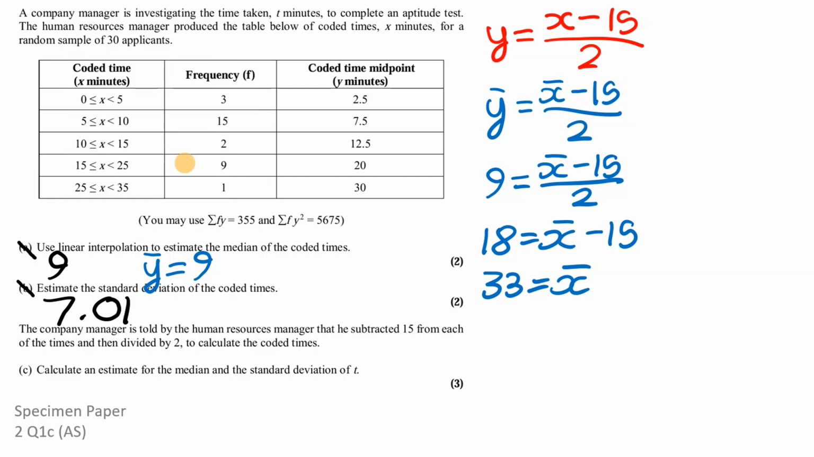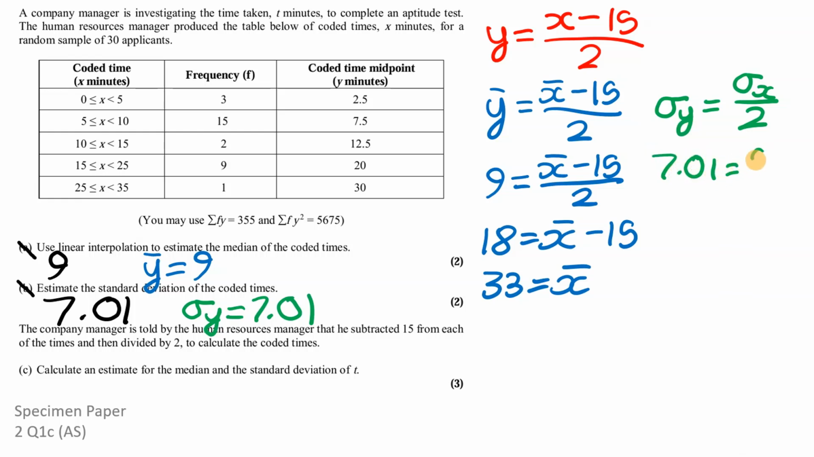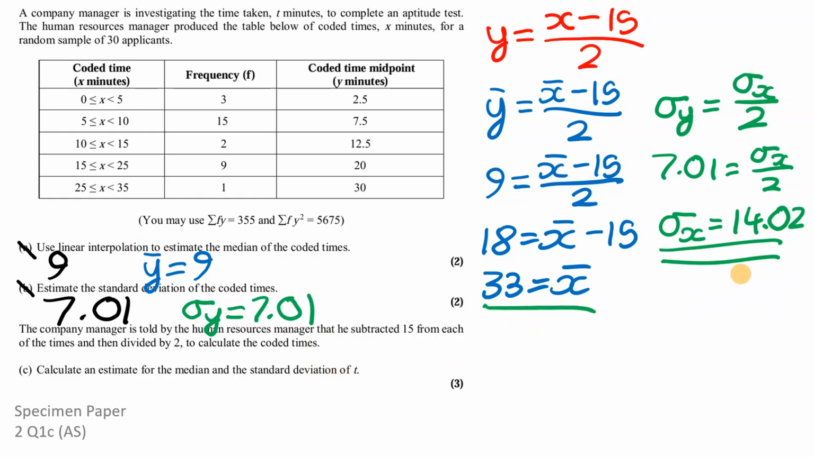Okay, so now if we focus on the standard deviations, we know that for the coded times, the standard deviation is this here, or in other words, sigma y is equal to 7.01. Now remember, the standard deviation is only affected by this 2 here, so sigma y is equal to sigma x divided by 2. We know sigma y is 7.01, so this is equal to sigma x divided by 2, and then multiply both sides by 2, so we get that sigma x is equal to 14.02, and this is the standard deviation for the non-coded data. So this is the mean, and this is the standard deviation.